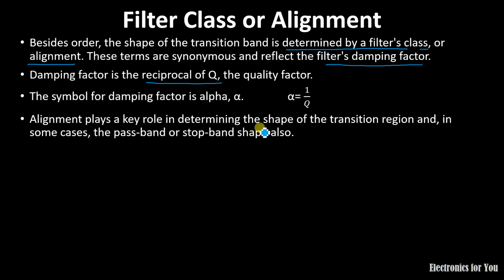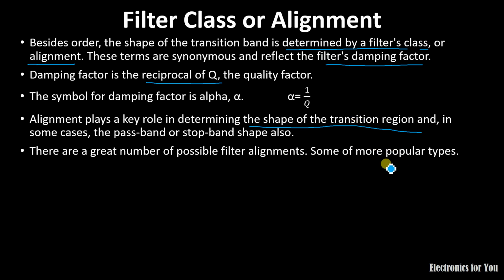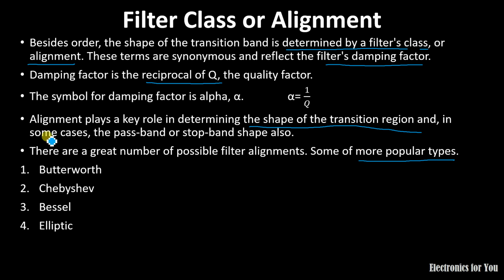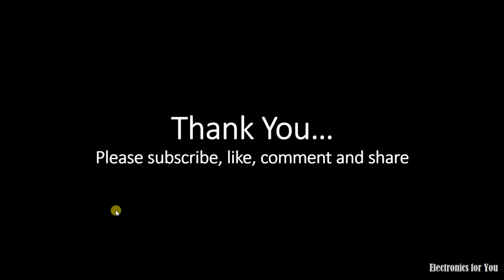This alignment plays a key role in the shape of the transition region, and therefore it is again one of the important terms, and therefore further the filters are classified in various types. Some of the more popular types are Butterworth filter, Chebyshev filter, Bessel filter, and elliptical filter. Remember that these are the types based on the filter alignments. Actually, these are dependent on the polynomials. So Butterworth, Chebyshev, Bessel, and elliptical are different filter classes or alignments. We will see them in our subsequent lecture.